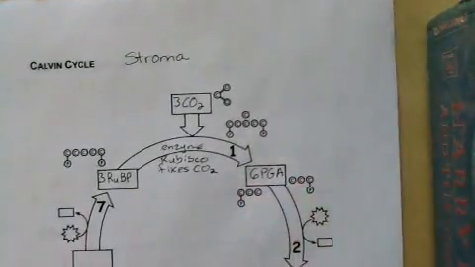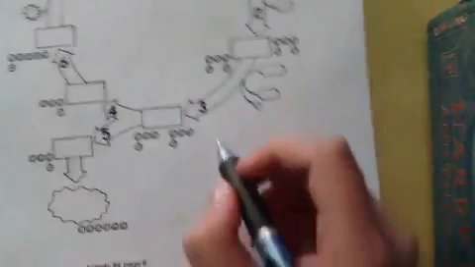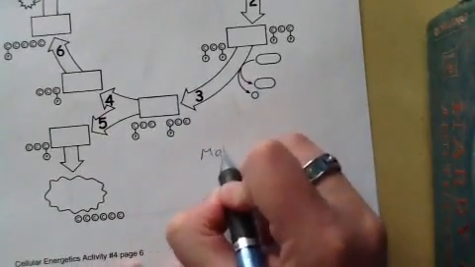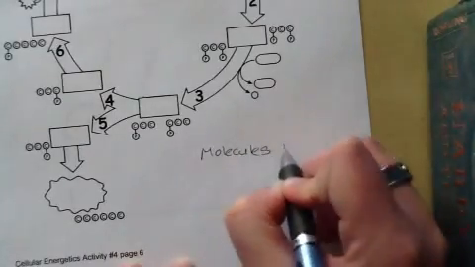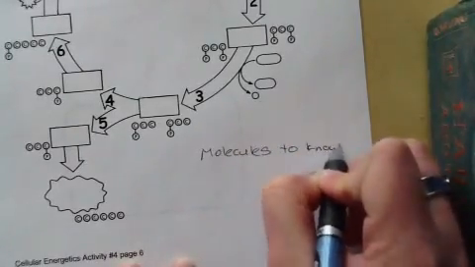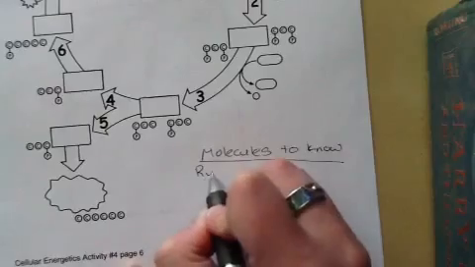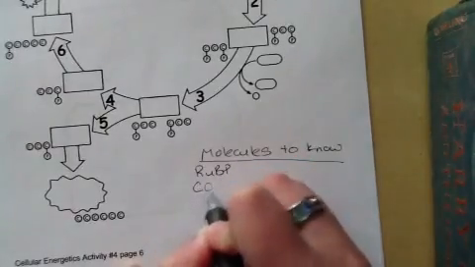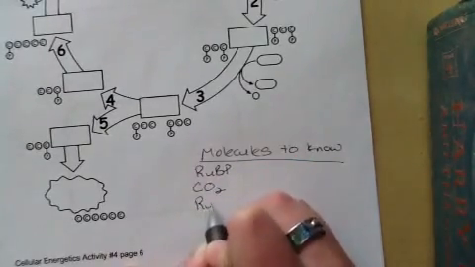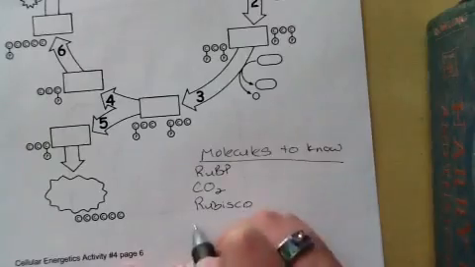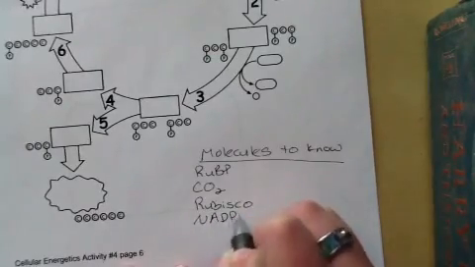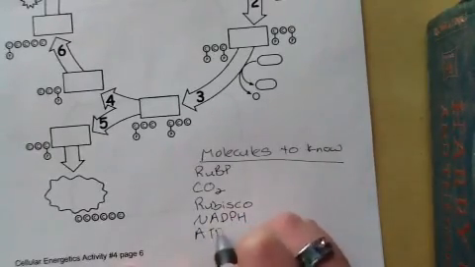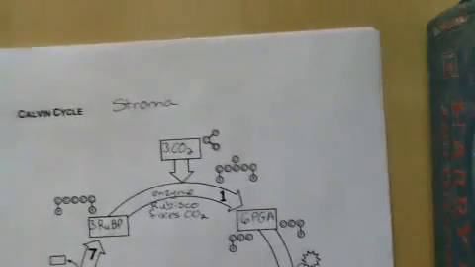6 PGA. Okay, I'm going to write a little list of the molecules you need to know down here. Okay, so down in my corner, molecules to know. Ready? RuBP, CO2, Rubisco, NADPH, ATP. Done. Okay, so I'm going to give you the names of the other ones.